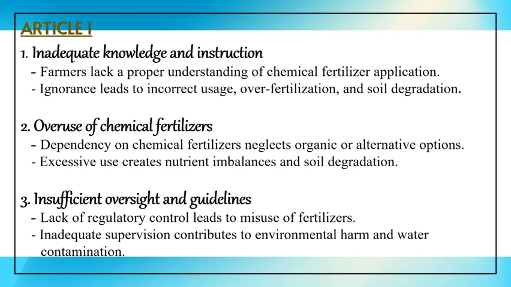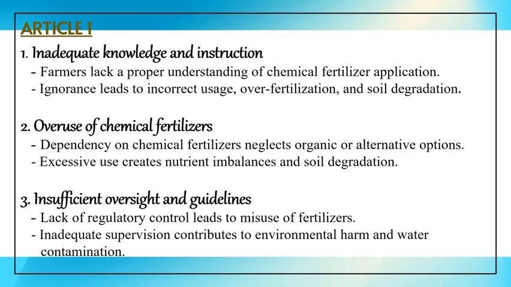Secondly, we have the issue of overuse of chemical fertilizers. Farmers often rely excessively on these fertilizers without considering organic or alternative options. This overreliance exacerbates the problem of excessive fertilizer usage and nutrient imbalance in the soil. Without a full understanding of the long-term effects, farmers may opt for chemical fertilizers out of convenience or perceived benefit.